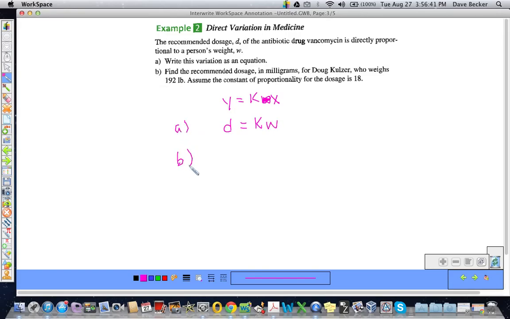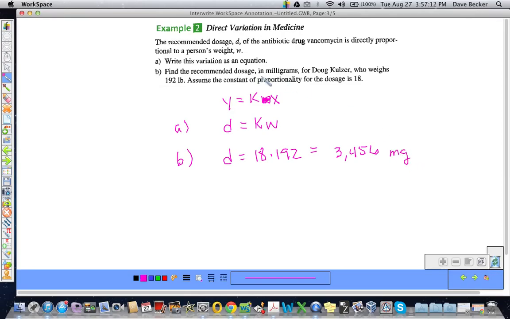Part B, find the recommended dosage in milligrams for Doug Colzer, who weighs 192 pounds. Assume the constant of proportionality for the dosage is 18. Okay, so this is just very simple. So the constant k is 18 times 192. And if you take 18 times 192, you get 3,456. And that is in milligrams, so mg.